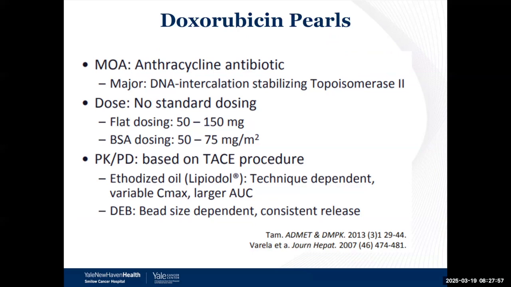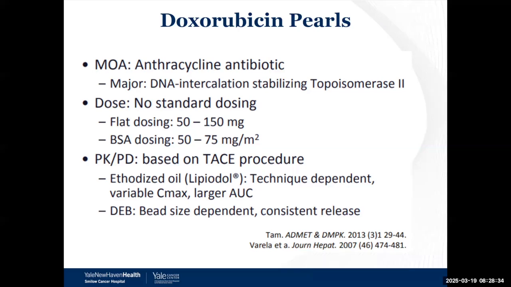This drug is not necessarily indicated for HCC, but it is an intercalating agent that does DNA intercalation to stabilize the topoisomerase 2, basically no more cell division, no more mitosis, and what happens is that at a very high concentration that we inject into these tumors, it also acts as a sclerosant of the blood vessel wall. There is no standard dosing. Flat dosing, I would say 50 milligrams per TACE, no more than 150 per liver lobe across different TACEs.